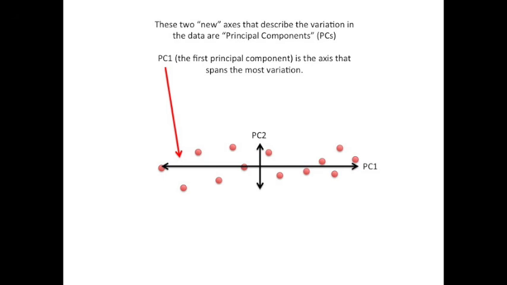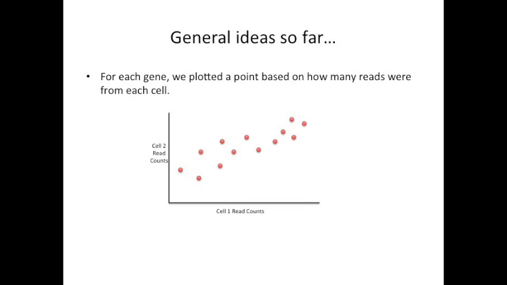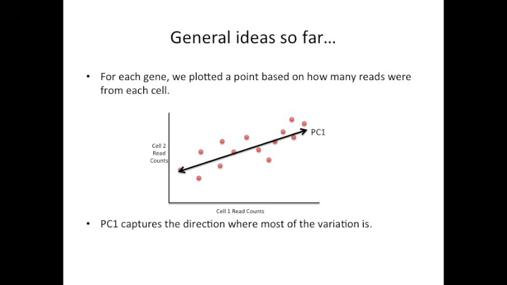Principal component 1, or PC1, the first principal component, is the axis that spans the most variation in the data. PC2, or principal component number 2, is the axis that spans the second most variation. So these are the general ideas we've covered so far. For each gene, we plotted a point based on how many reads were from each cell. Principal component 1 captures the direction where most of the variation is. Principal component 2 captures the direction of the second most variation.